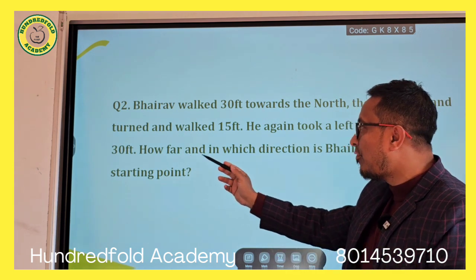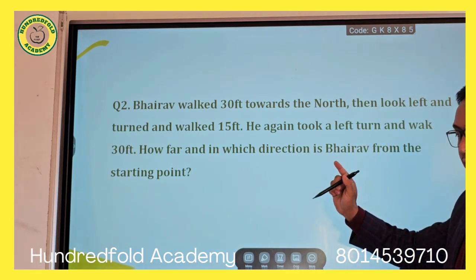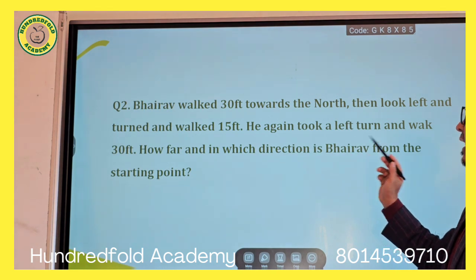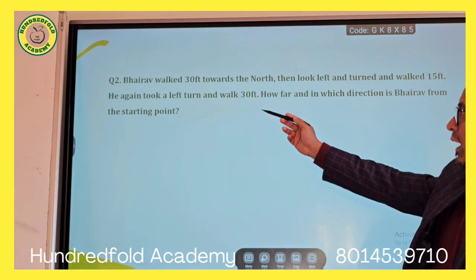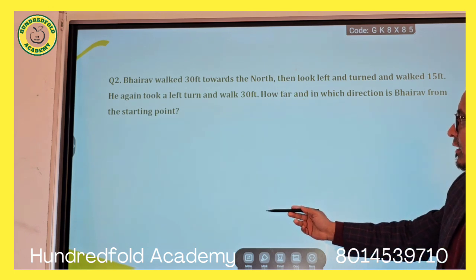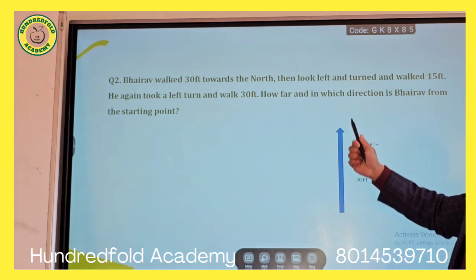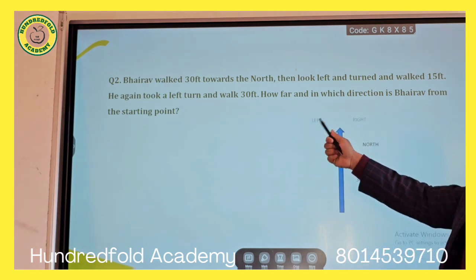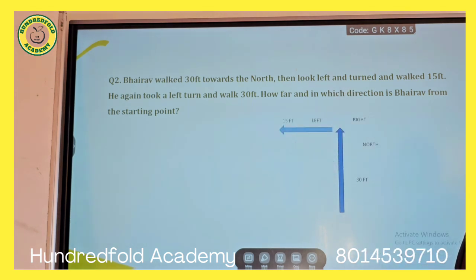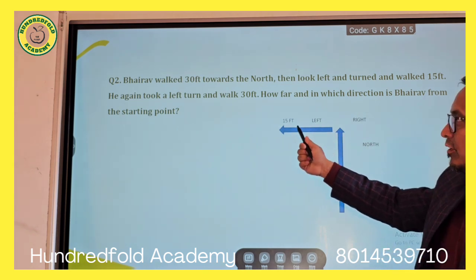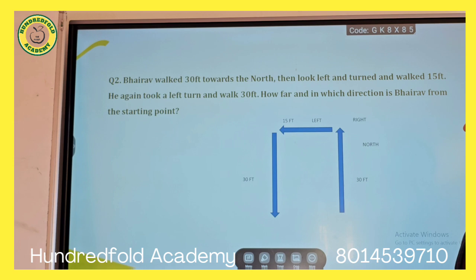They want to know how far is he, and in which direction, again from the starting point. So here Bhairav walked 30 feet towards the north. And then he took a left turn, this is left turn, this is right turn, and then again walked for 15 feet. Then again he took a left turn and walked for 30 feet.